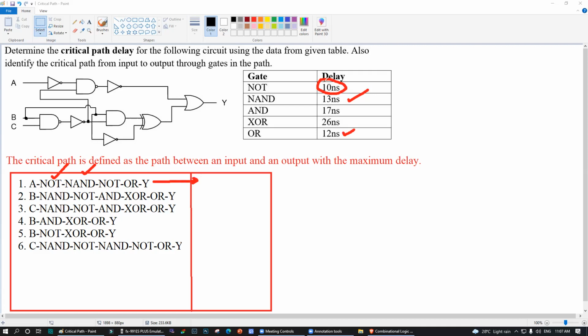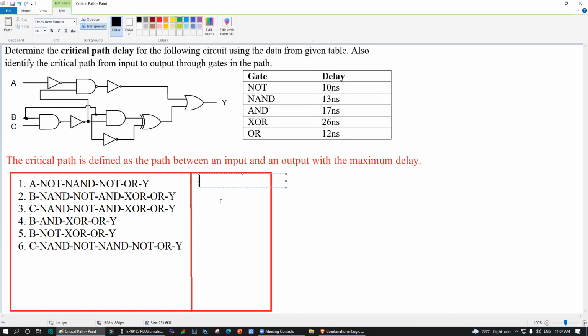So 10 plus 13 plus 10 plus 12 is 45. Understood, everyone? Yes, sir. Let's find out. This is 45 nanosecond.